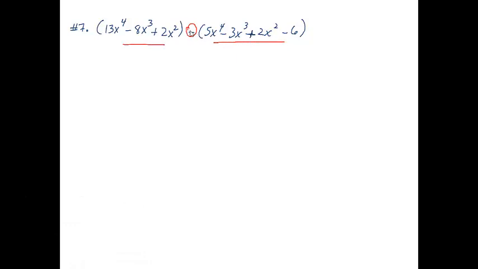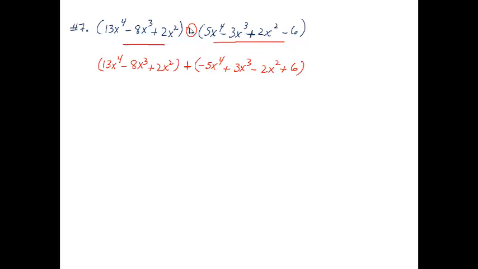The first thing you want to do is change that minus sign to a plus sign. So I have 13x to the 4th. I do not change the first group, so leave him alone. Change his minus sign to a plus sign and change the signs of every number in the second group, or every number that follows the negative. So there's negative 5x to the 4th plus 3x third minus 2x squared plus 6.